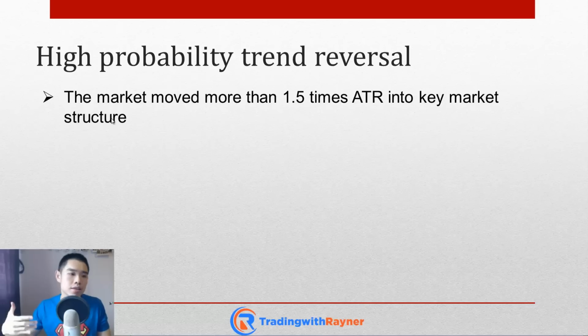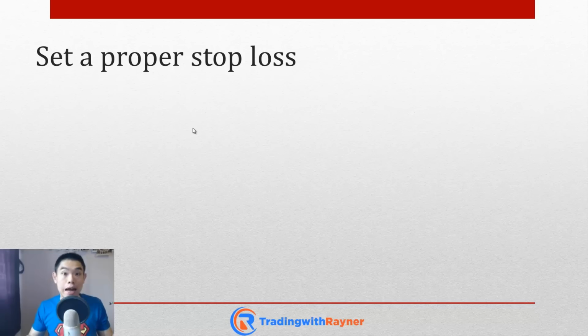It can be a trend line, support resistance, right? And then, followed by a price rejection. Okay. Third thing, how do you set a proper stop loss so you don't get stop hunted?